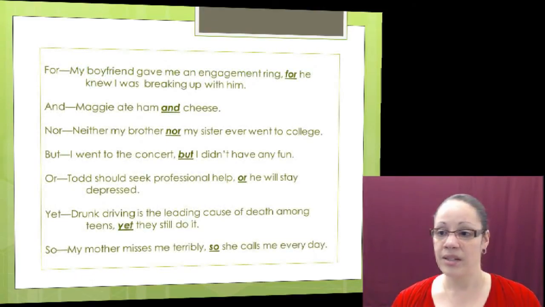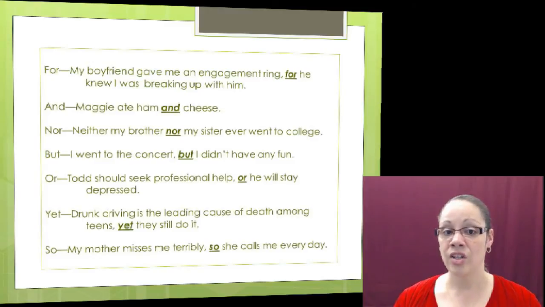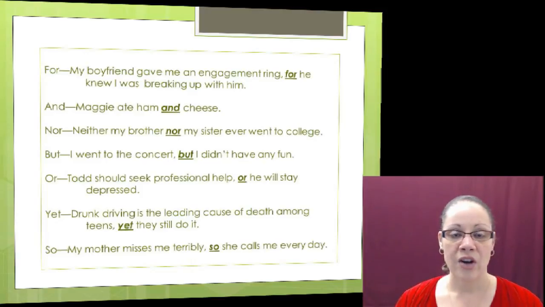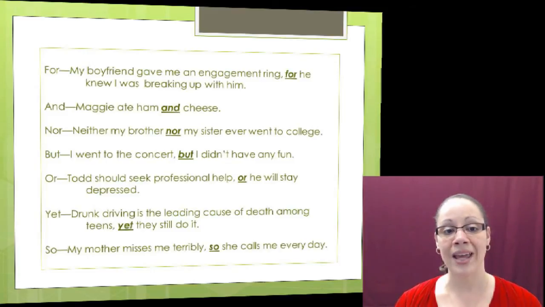Let's look at several sentences as examples that use all 7 of these coordinating conjunctions in them. So I have a sentence for each of our conjunctions. My boyfriend gave me an engagement ring for he knew I was breaking up with him. We can actually change that to because he knew I was breaking up with him. So for is used there as my coordinating conjunction to join 2 ideas together. Now our second one is and. Maggie ate ham and cheese. Ham and cheese is being combined here, so I'm using the conjunction and.